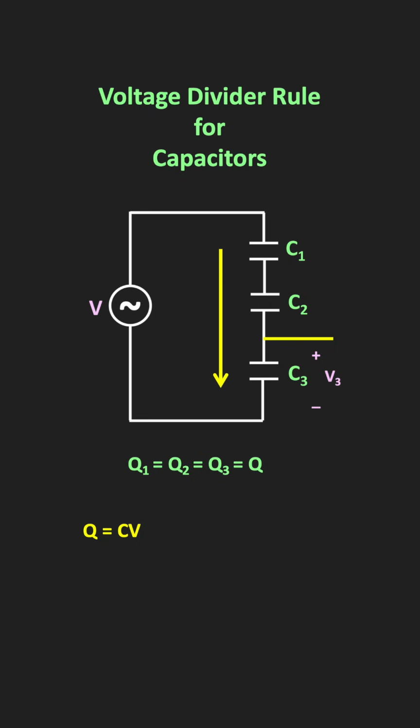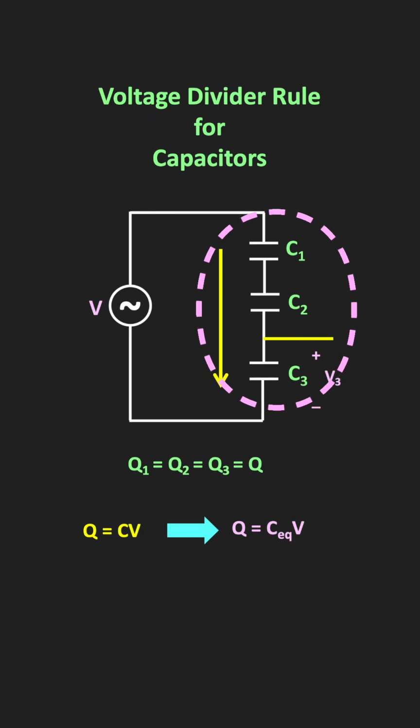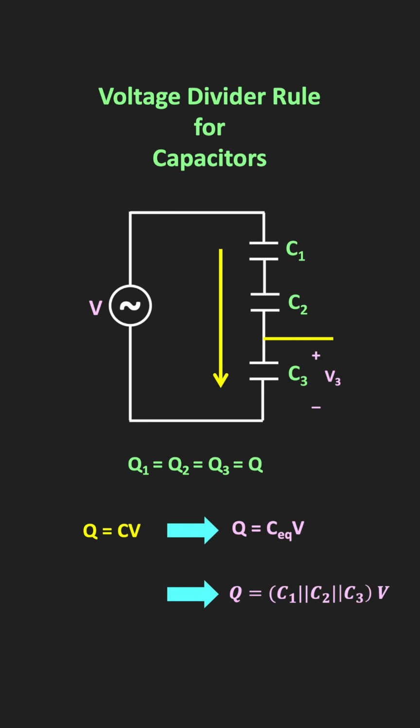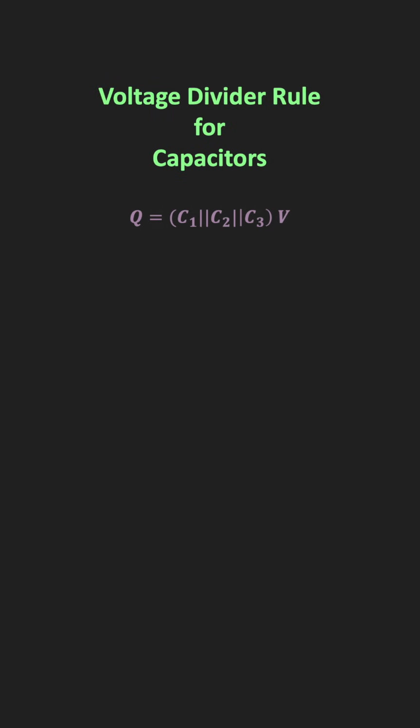So the net charge supplied by the source can be given as C equivalent times V, where C equivalent is the series connection of the three capacitors, and that is equal to C1 parallel C2 parallel C3. Once again, this parallel is the mathematical operation between the capacitors, but in reality they are connected in series. So we can say that Q is equal to C1 parallel C2 parallel C3 times V, or further, Q is equal to C1 times C2 divided by C1 plus C2, parallel C3, and of course it gets multiplied by the V volt.